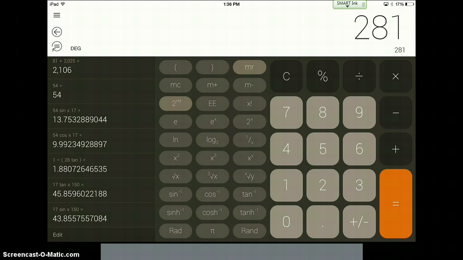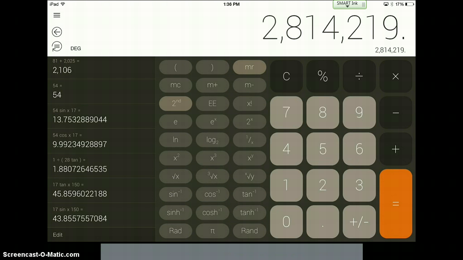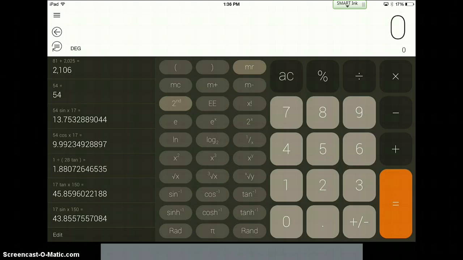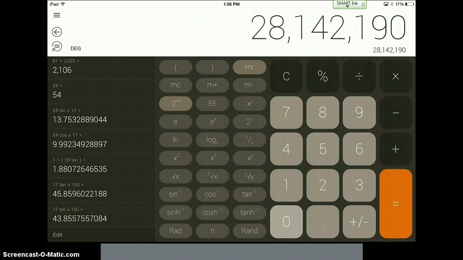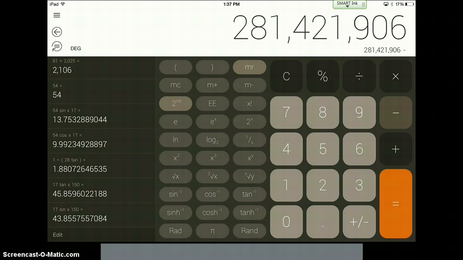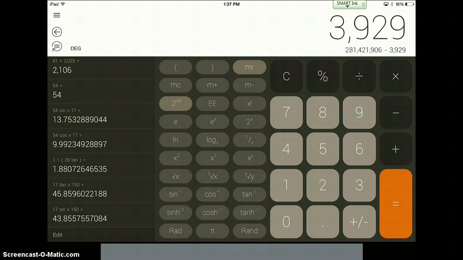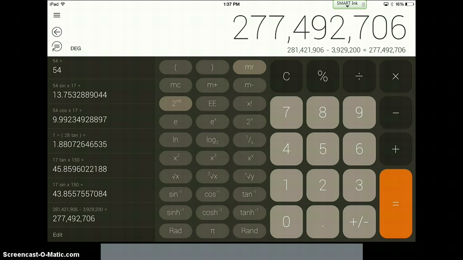So if I actually subtract it correctly on the calculator, and hopefully you're doing this along with me, I have 281,421,906. Oh, and I just plugged in something wrong. That's unfortunate. 281,421,906 minus 3,929,200. So there's the change, the amount it changed by. It changed by 277,492,706 people. That's how much it increased by, just people-wise.